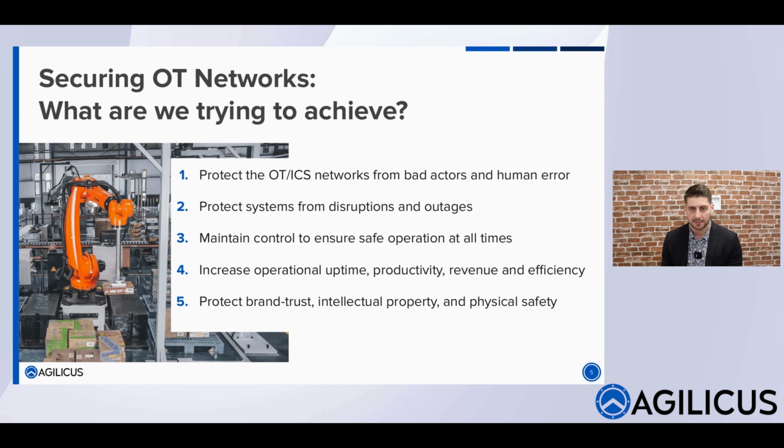And so let's start with the basics. When it comes to securing operational technology, OT, when it comes to securing those networks, what are we trying to achieve? We talk about things like air gaps, but what are the outcomes that we're actually looking for? They usually revolve around 5 or so things. We want to protect the networks from both bad actors as well as human error. We want to protect the systems from disruptions or outages. We need to maintain control and safe operation at all times.